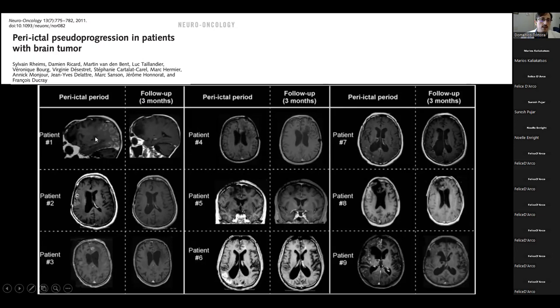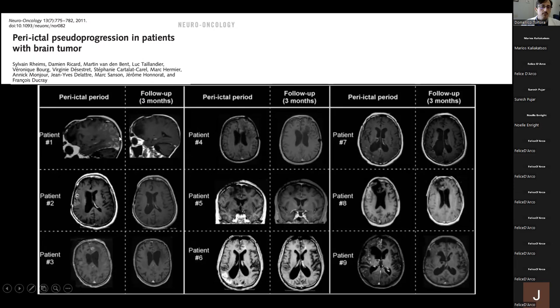Of course, this finding creates some diagnostic challenge in the interpretation of this enhancement, like a sort of pseudoprogression or real progression of the oncologic disease. But in all cases, you can see after 3 months the complete resolution of the enhancement. So it seems that in this group of patients, we observe enhancement early in the period after the seizure, and in the early follow-up, we found the complete resolution of this damage of the barrier.